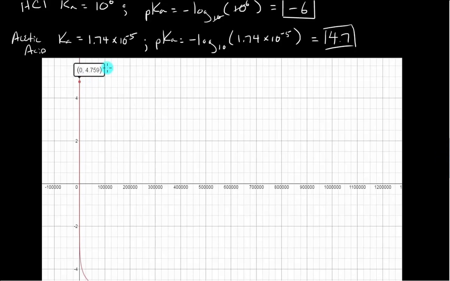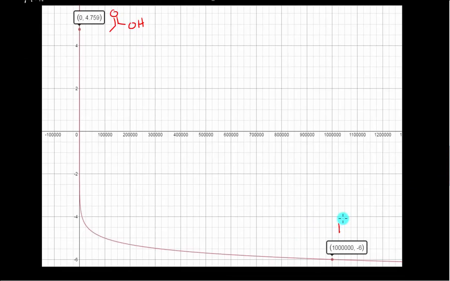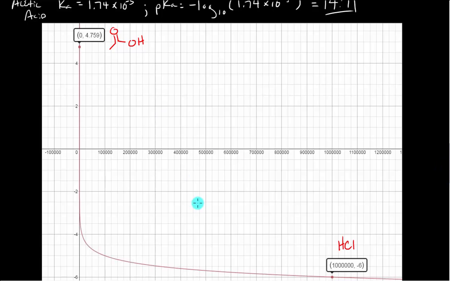What we're dealing with on this graph are two different molecules. This molecule right here is our acetic acid, and this molecule down here is our HCl. Let me go ahead and orient you on the x and y-axis. The x-axis is our Ka, or our acidity. So as we go from left to right on the graph, acidity is going up.